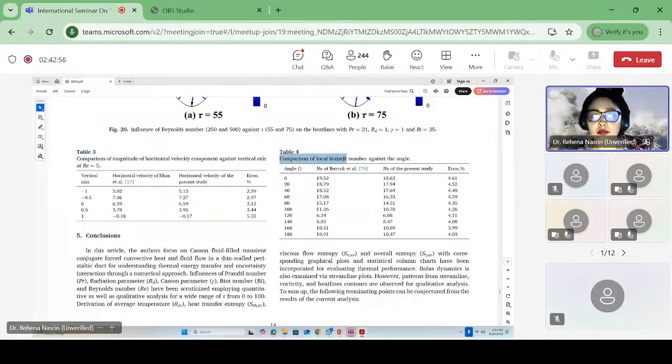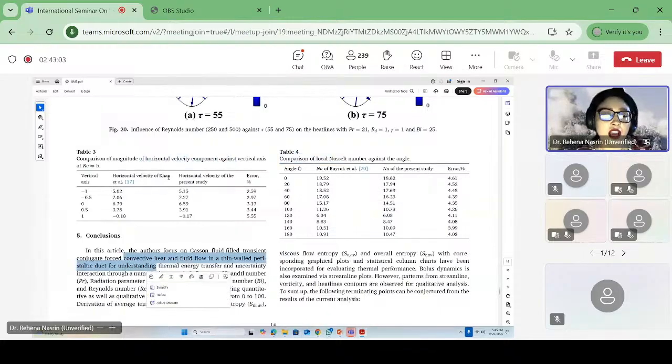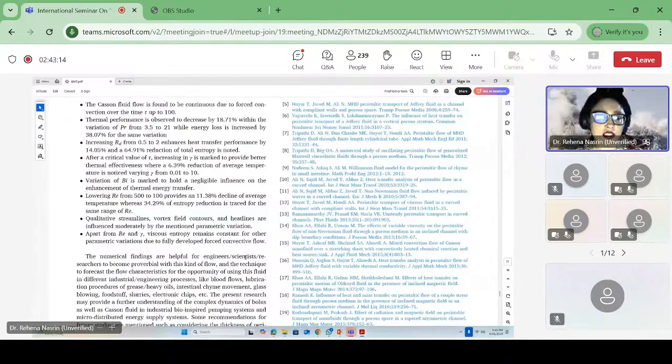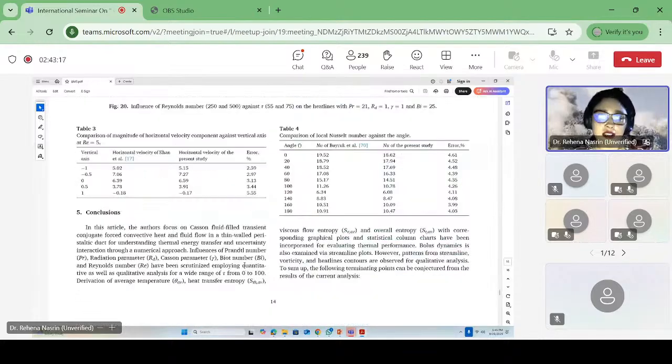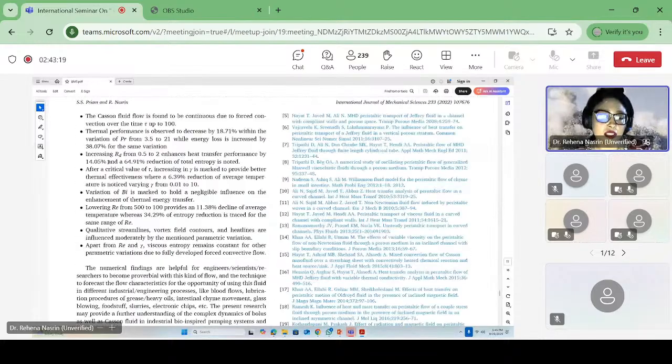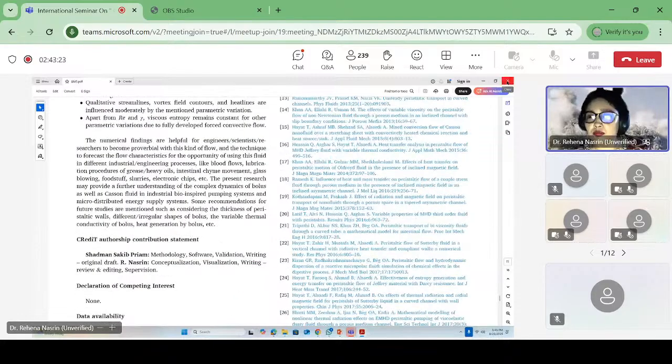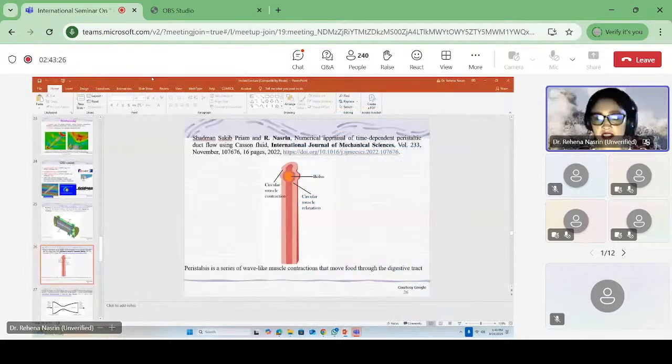This is the comparison part of local Nusselt number and horizontal velocity. We compare this against Khan et al. and also by Rook et al. So you can compare your numerical results with the results available in the literature. And here is the conclusion part, you see, the conclusions are also mentioned here. So I am showing you this type of analysis we have done.